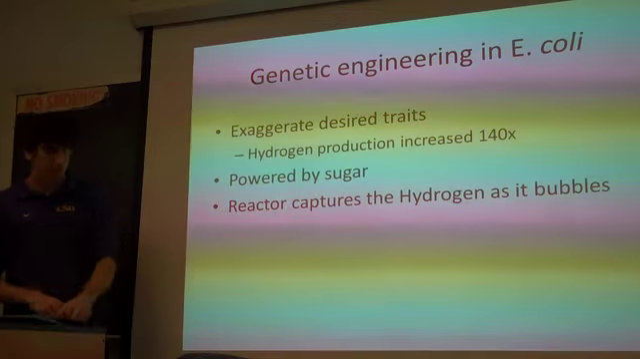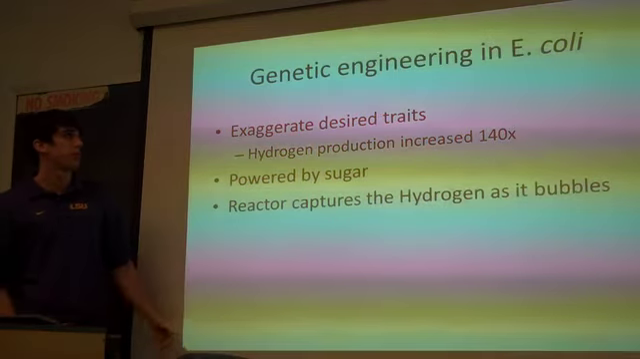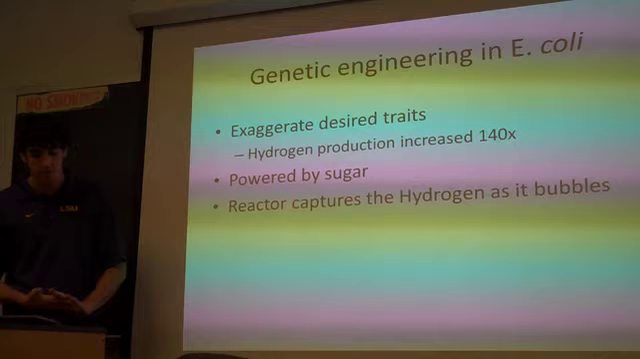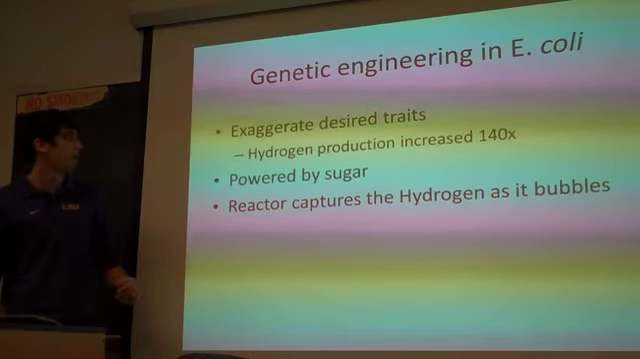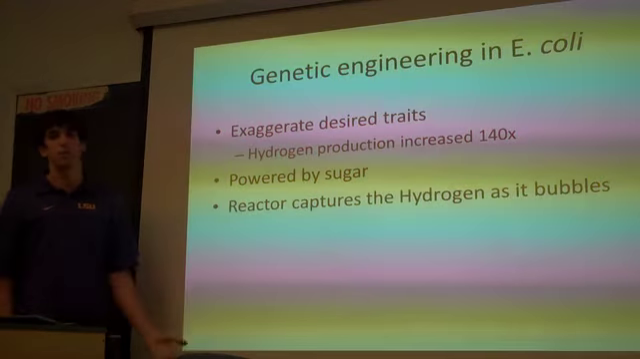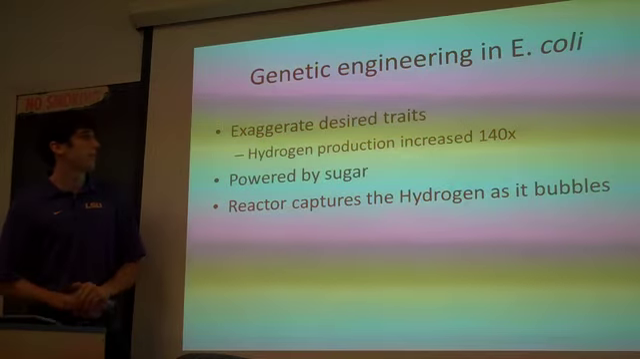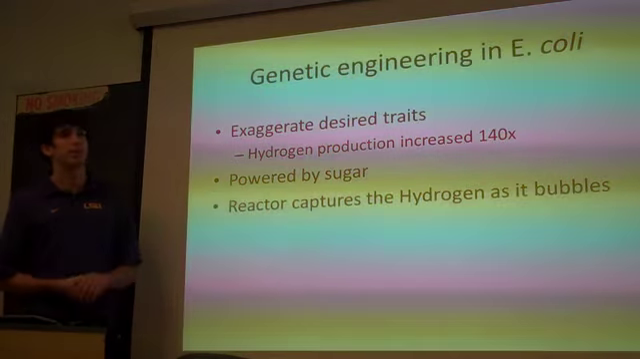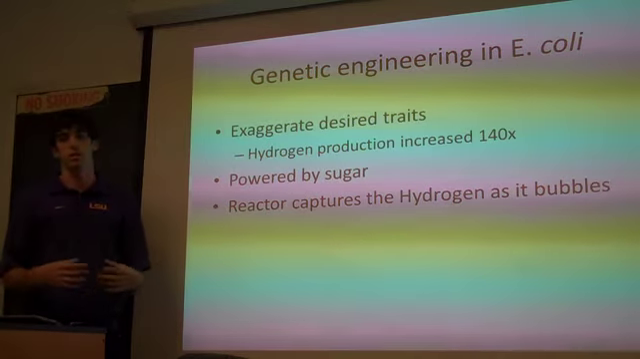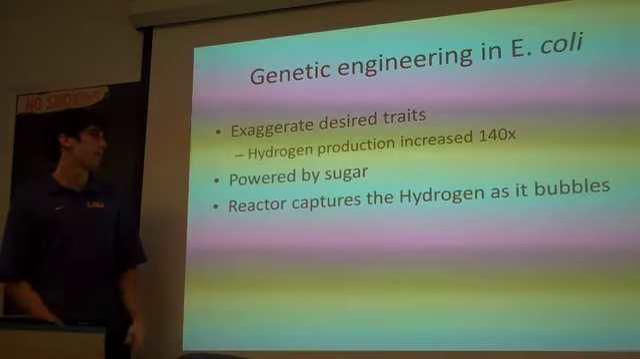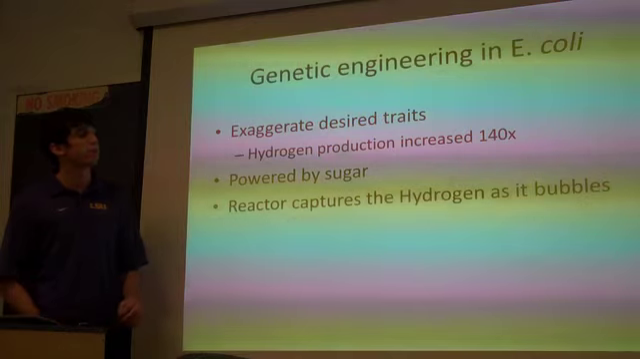Here's an example of genetic engineering in E. coli. Professor Thomas Wood at Texas A&M saw that E. coli produce hydrogen, and so he wanted to exaggerate this trait. The way he did that is he deleted 6 specific genes in an E. coli's genome, and that increased the hydrogen production by 140 times.